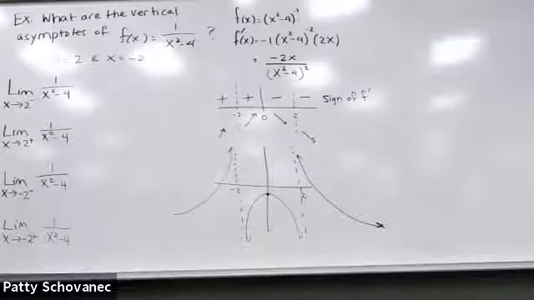And now you can look at the picture and decide the value of these limits. They're either positive infinity or negative infinity. So look at x is 2 and tell me what's happening to the left of 2.